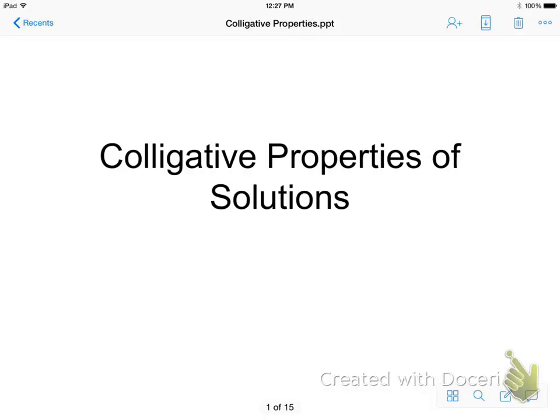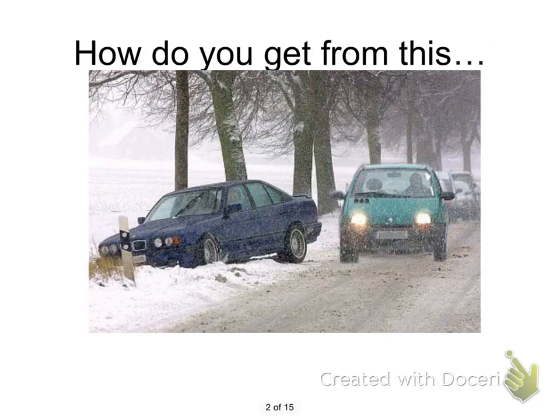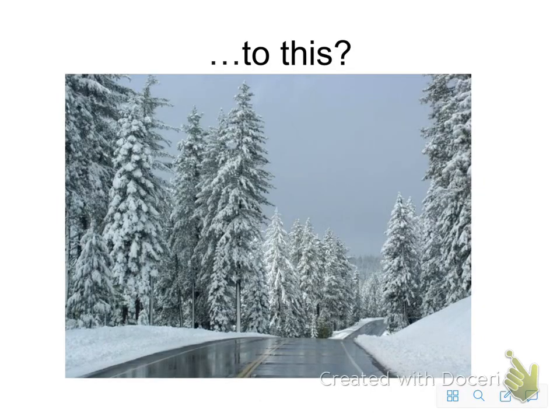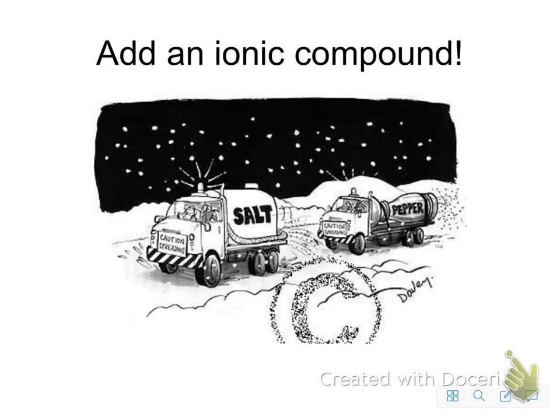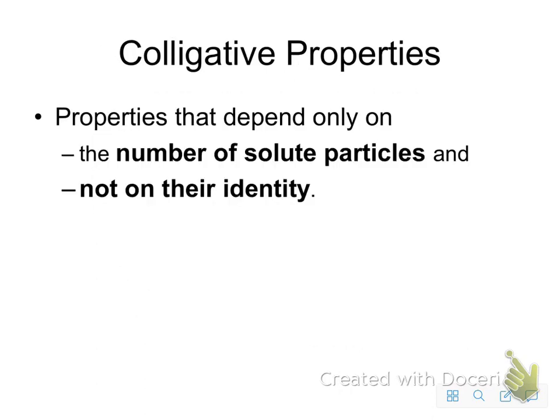Okay, in this video we're going to do a quick overview of colligative properties of solutions. So when you think about colligative properties, think about this. When we have a bad snowstorm or we're threatened with icing, we can go from this to a situation where there's no snow or ice on the roads, and we do that by putting salt down. And that's all based on colligative properties.